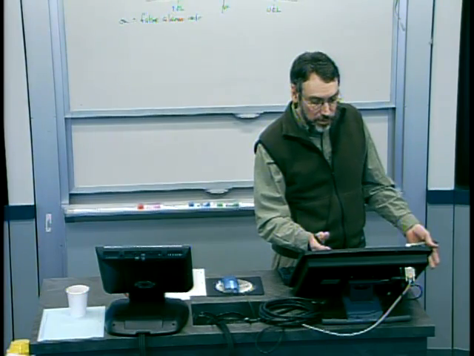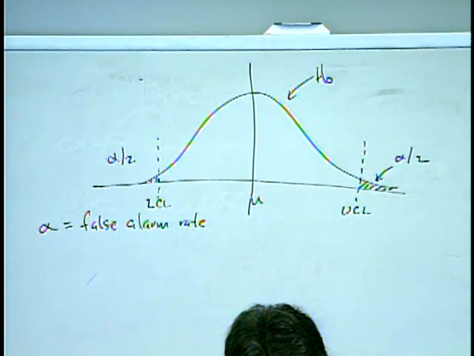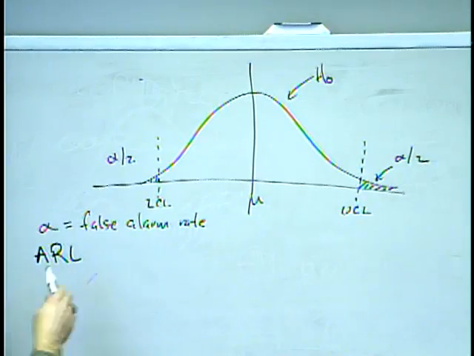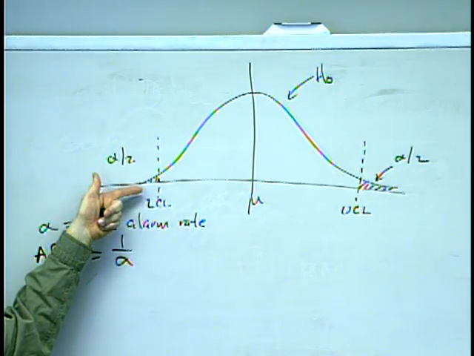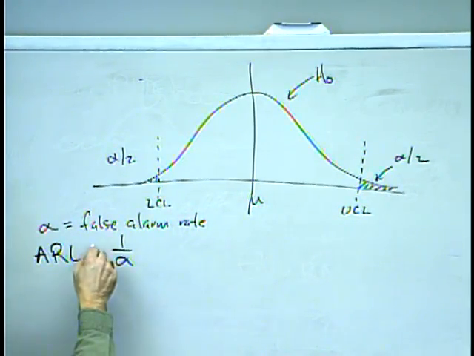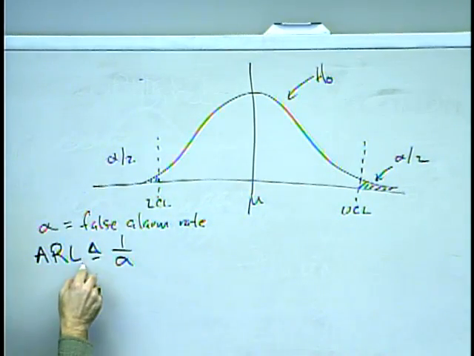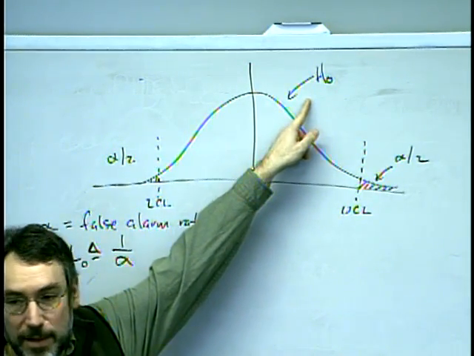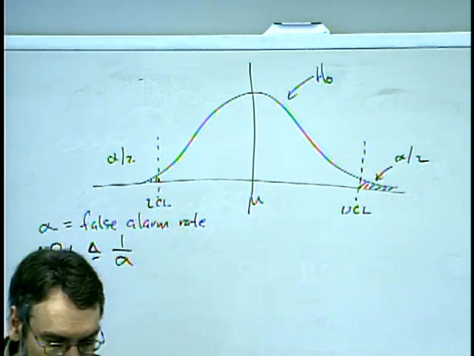So looking back here, this is our nominal probability, again, 3 out of 1,000. But now if I turn it around and ask the question, what is the average number of runs that we have to go? Well, it's just 1 over that probability on any one run of having the point fall in the tails. So that's the definition of our average run length. And actually, a notation that I like in Montgomery is we'll define this as average run length sub 0. And what that does is remind me that that's the average run length associated with the H naught, the default probability distribution. Okay? So that's the alpha part.